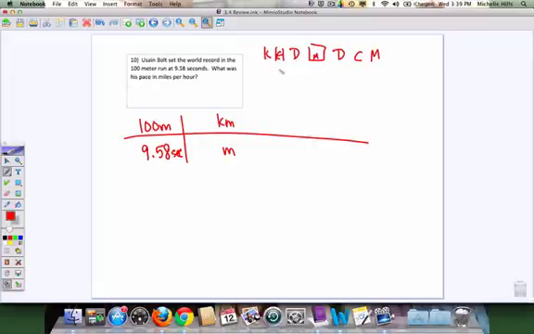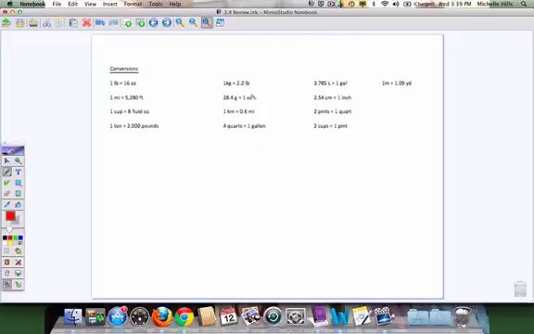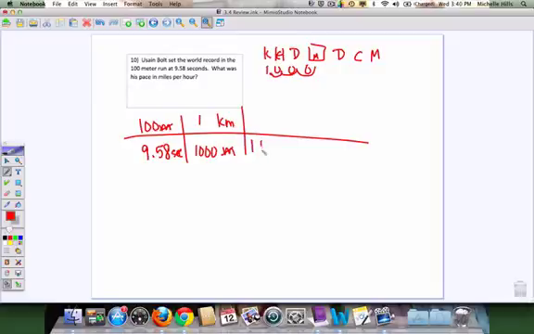Kilometers is larger than meters, so 1 kilometer is 1,000 meters. Now my meters can cancel, and I'm in kilometers. And I have a conversion between kilometers and miles. 1 kilometer is 0.6 miles. Now my kilometers units can cancel.